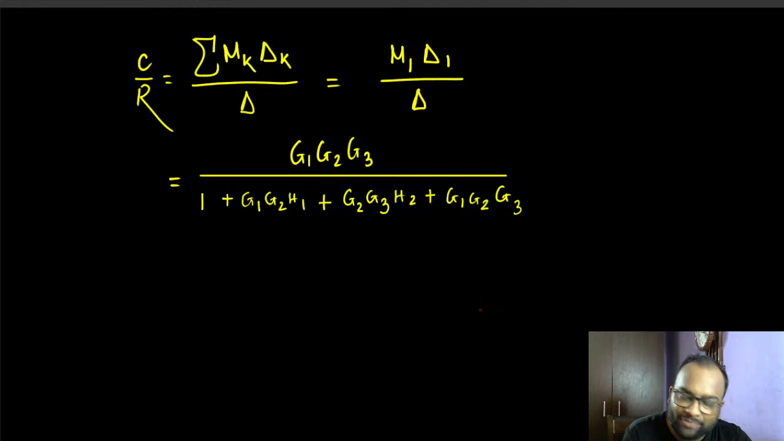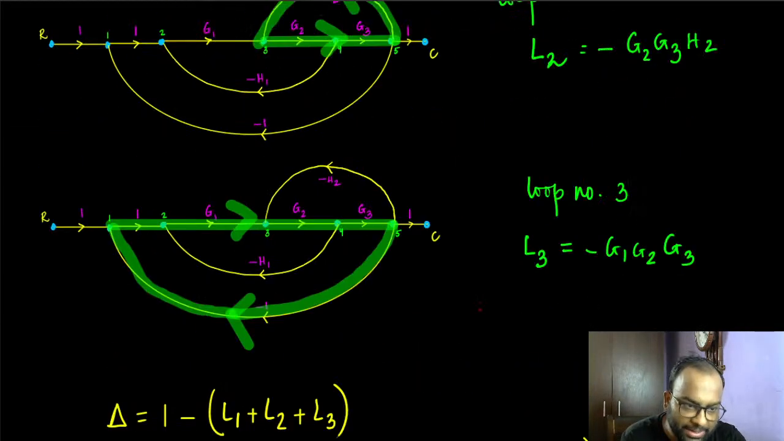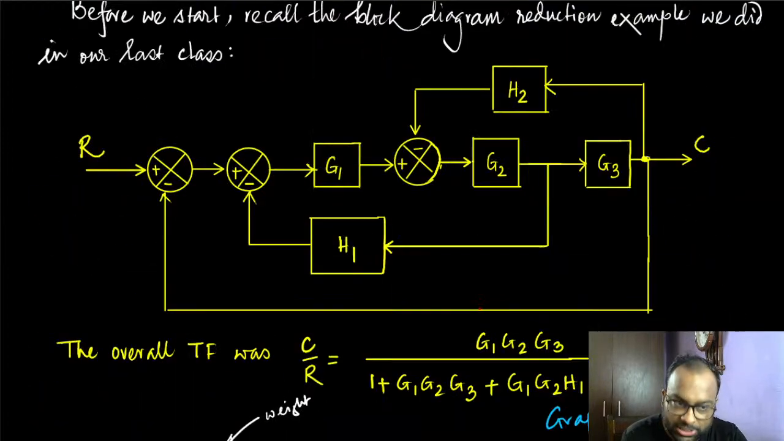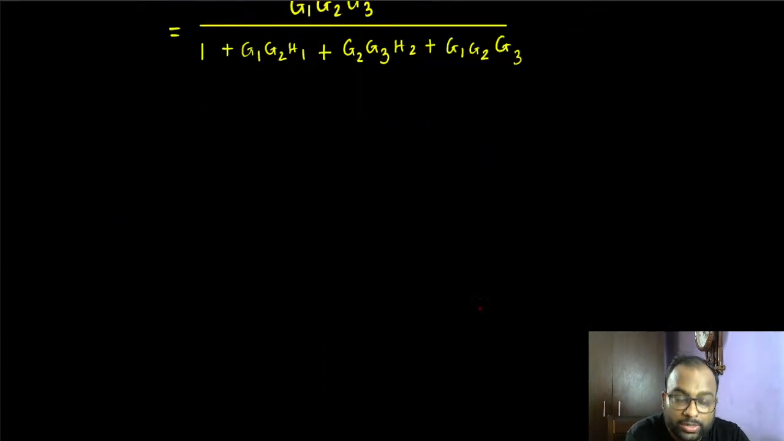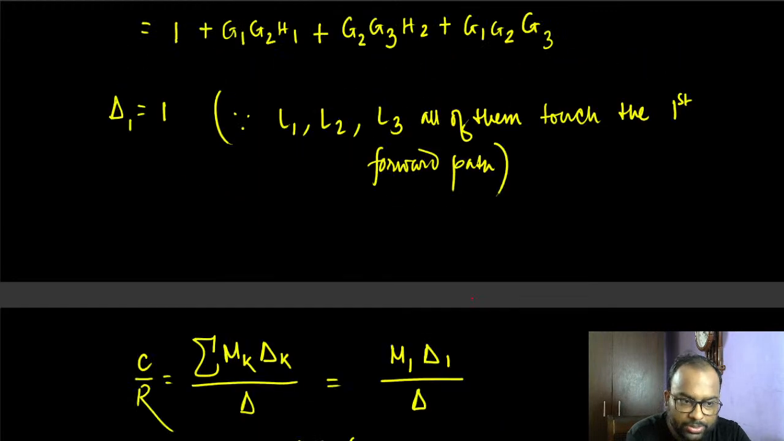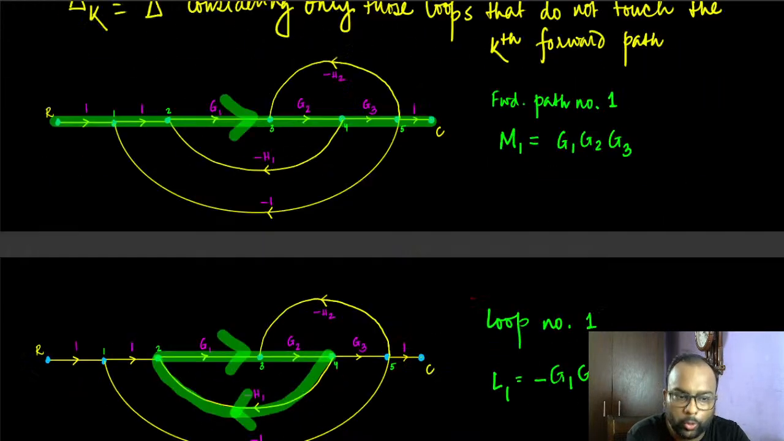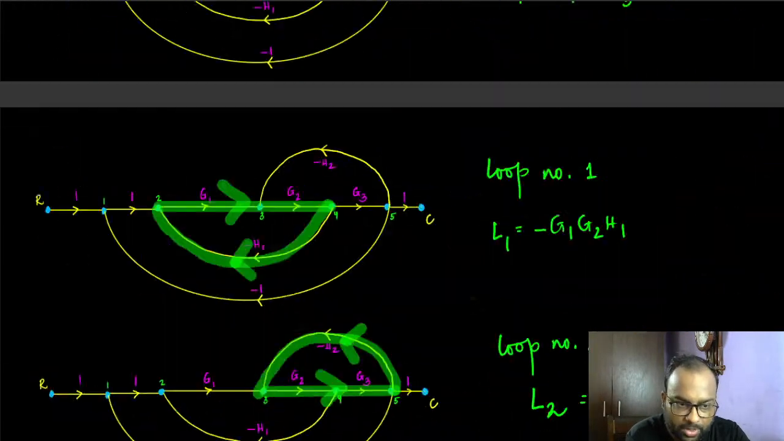So this signal flow graph technique might seem a bit difficult, and rightfully so. But once you learn this technique well, it would seem that this technique is easier than doing a block diagram reduction.